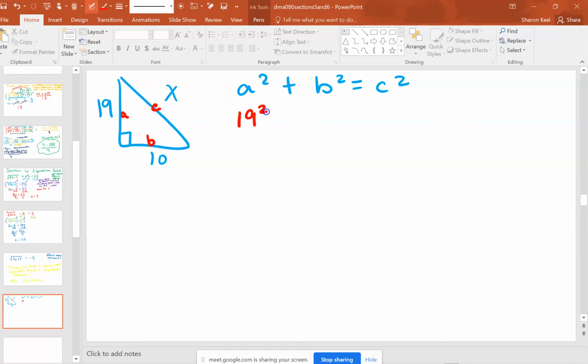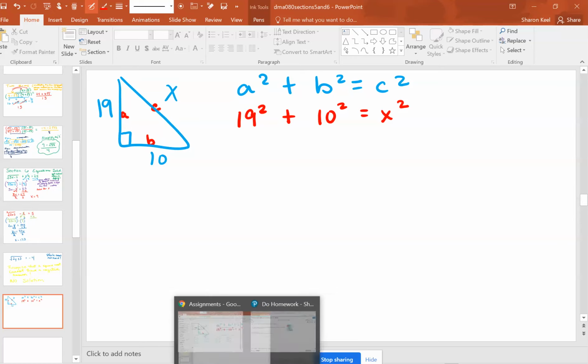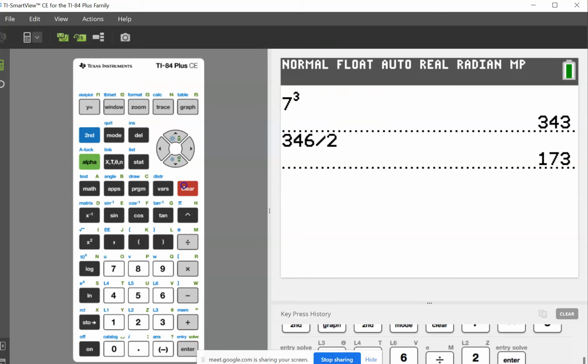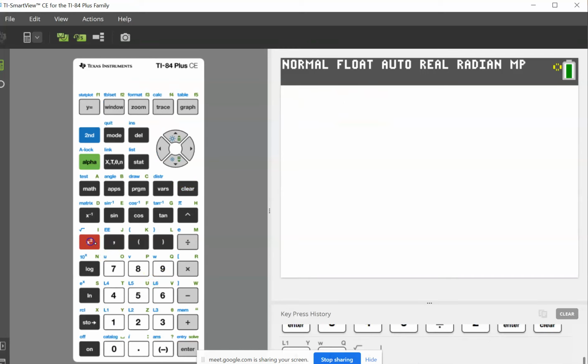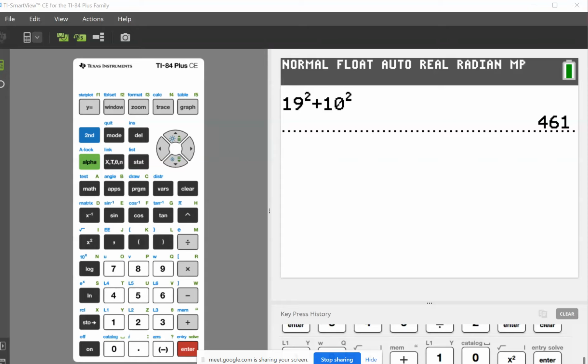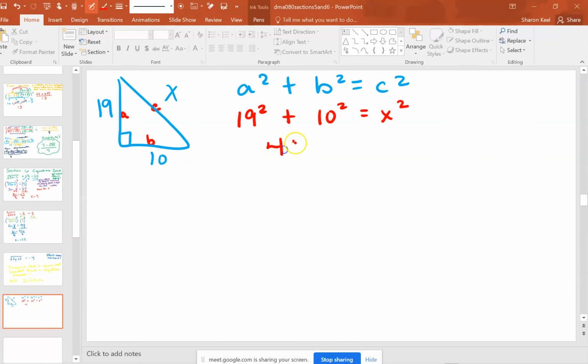Okay? I recommend using your calculator. So we're going to do 19 squared plus 10 squared. That's going to give us 461. So 461 is equal to x squared. To get the solution for x, we're going to take the square root of both sides.